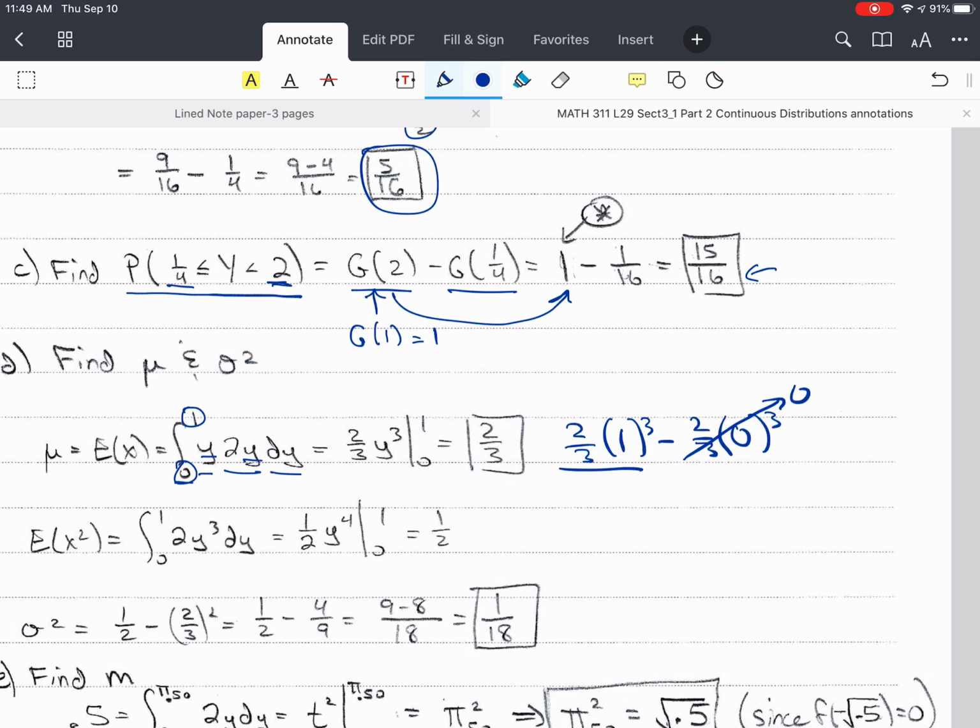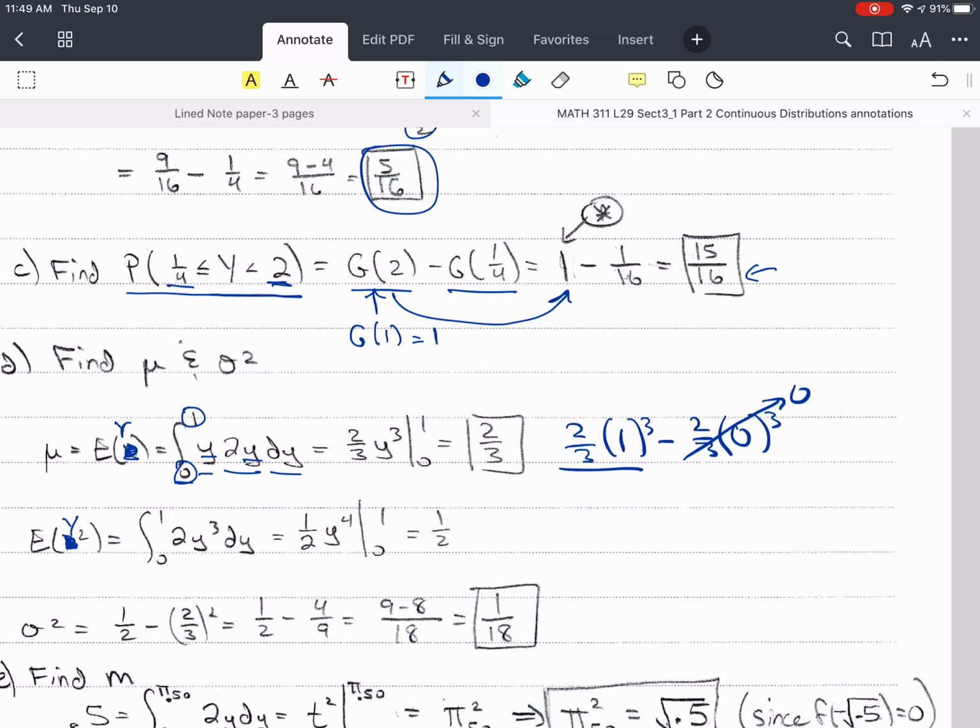Now, E[Y squared] is, I wrote x. These should be y's. Since we're using y, let's not confuse it with x. Sorry about that. Just a habit of saying x when it's supposed to be the variable that you're doing.